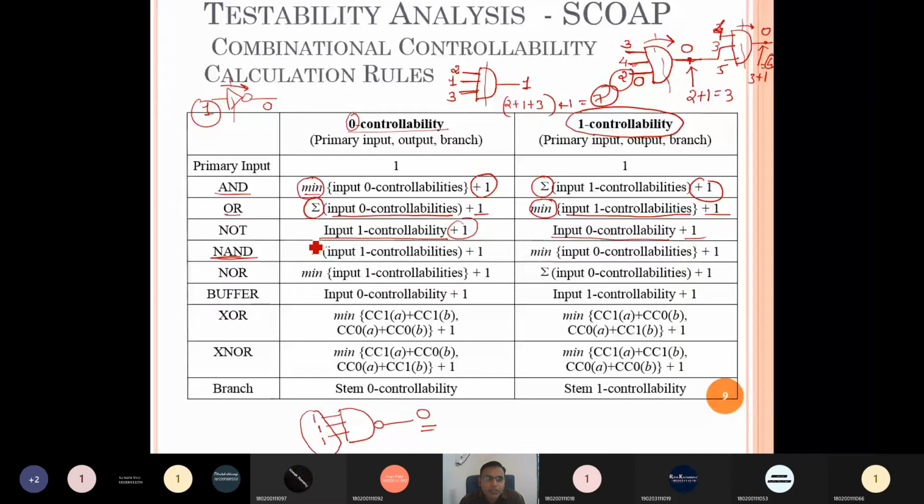So that's why it is a summation of the input 1 controllabilities, right? Plus 1 because one stage is added. So plus 1 is everywhere.